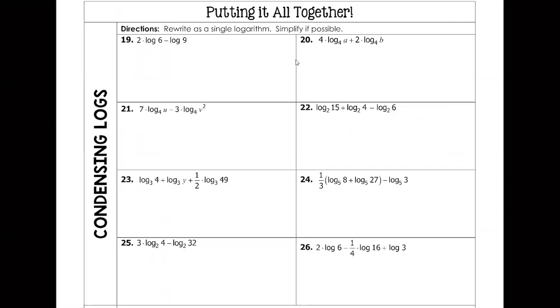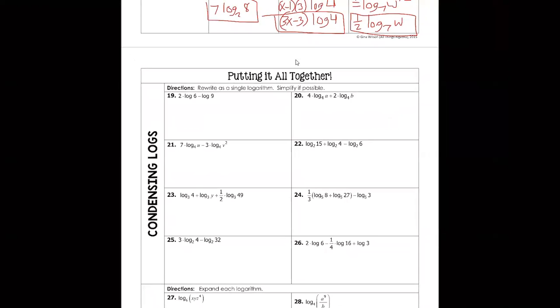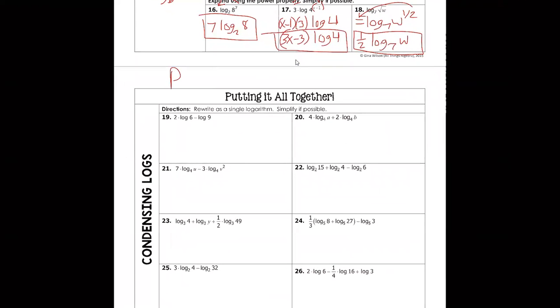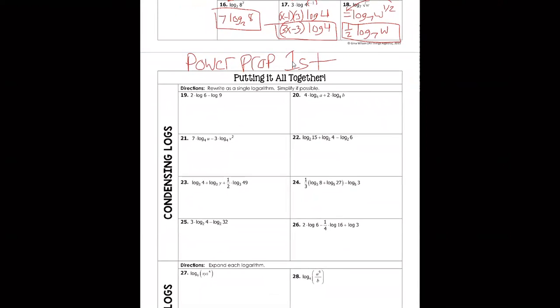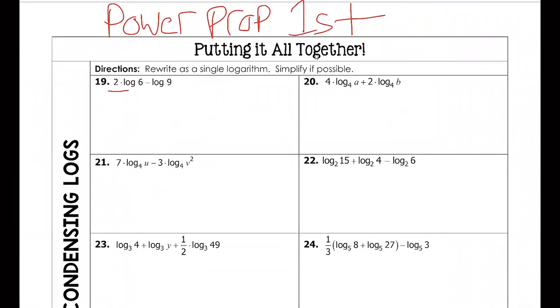But for this problem, one helpful tip is you always want to look for the power property first. That should always be your first priority. Anytime you see a number in front multiplied to a logarithm, remember you can take that and raise it to be a power. So this first log would really be log of 6 squared, which is 36. And since it's subtraction, remember subtraction means you're going to divide your input. So this would be log of 4, because 36 divided by 9.